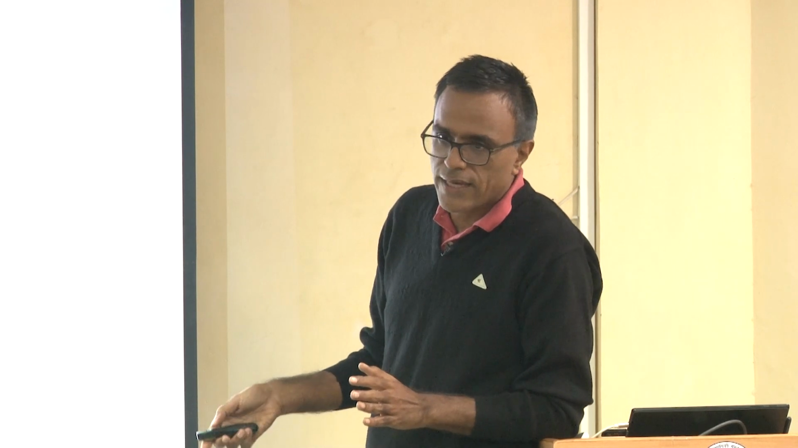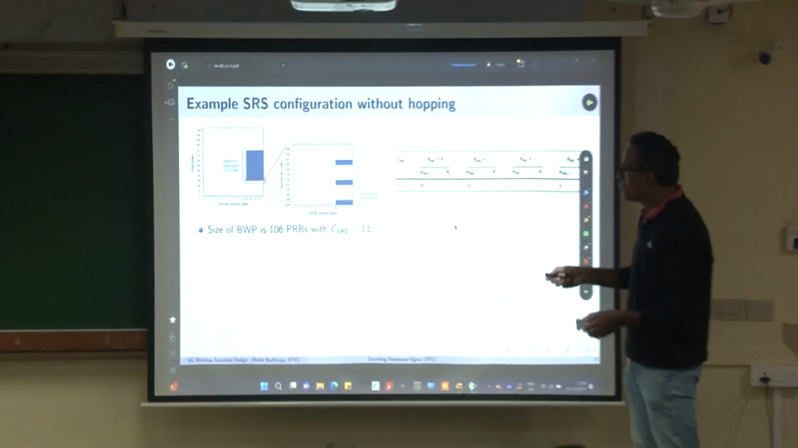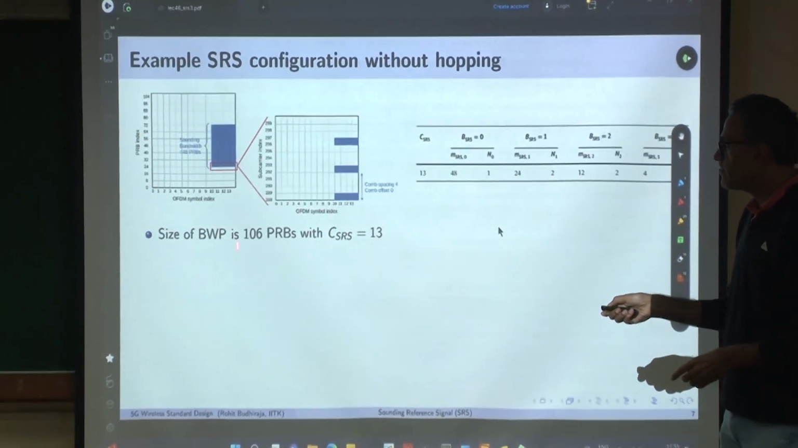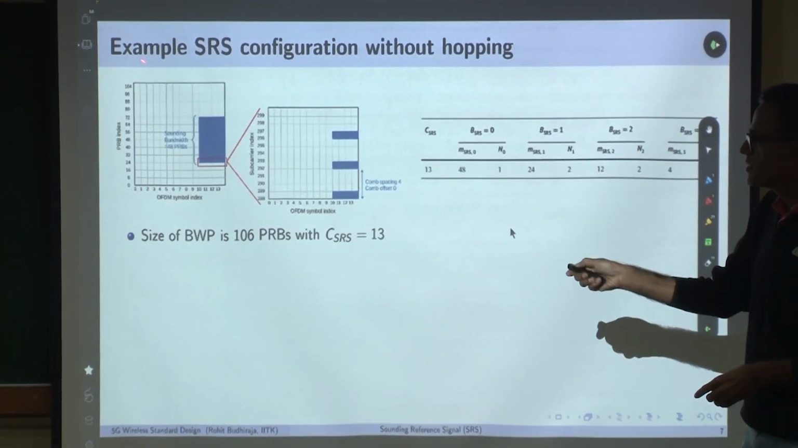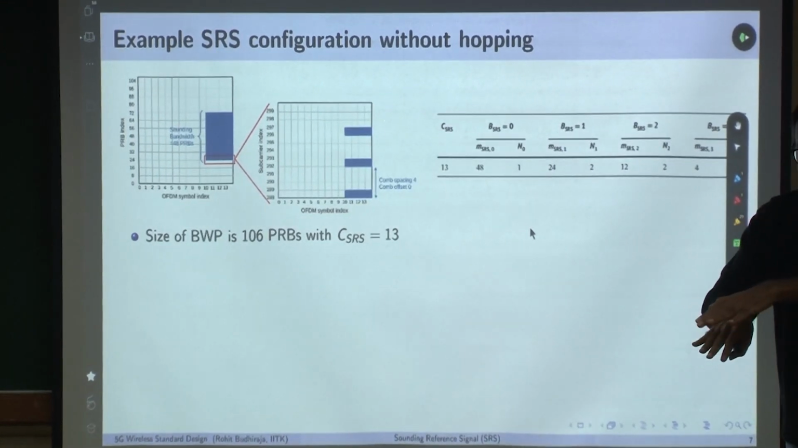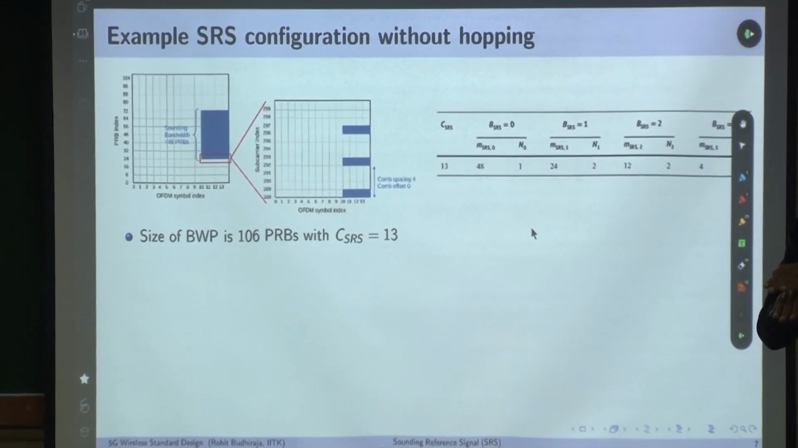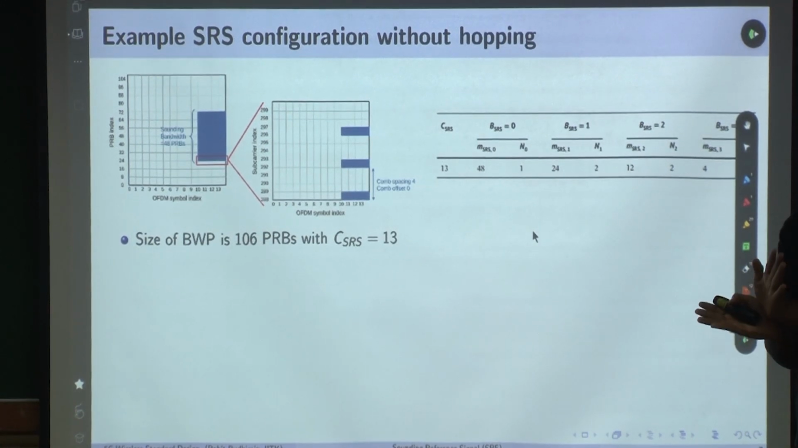Understand? Okay, so let's take an example again, and then it will become more clear what we are saying here. So I have taken an example. Look at this: the size of the bandwidth part is 106 PRBs. There is a system for which the bandwidth part is configured to be 106 PRBs.